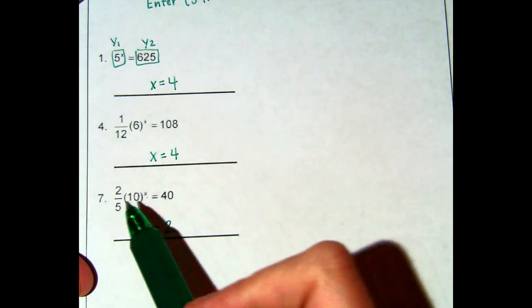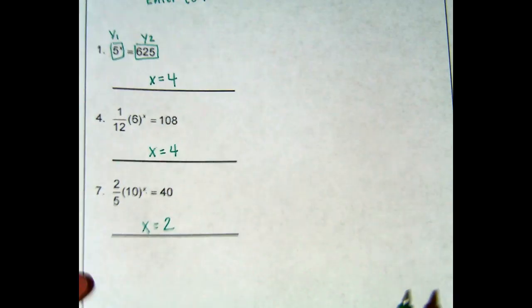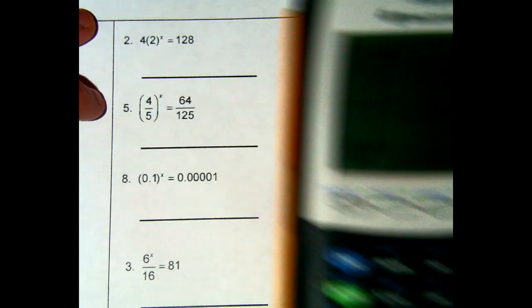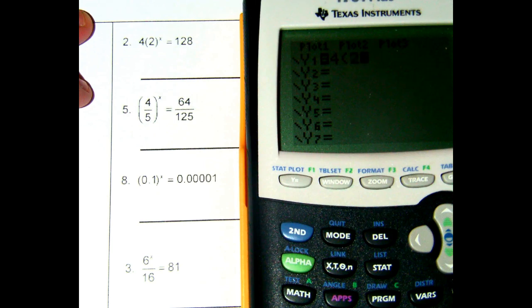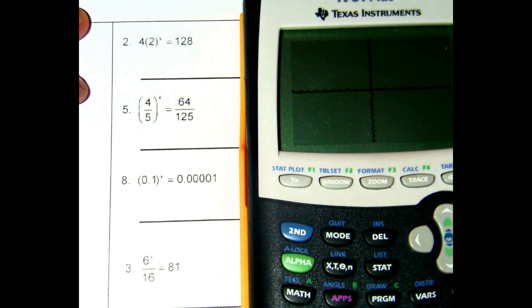It's easier to determine what number you think you're going to need by moving this over. Let's look at the next side. Same process. Four parentheses 2 to the x power. 128. Second trace. 5. Wait. 1, 2, 3. X equals 5.